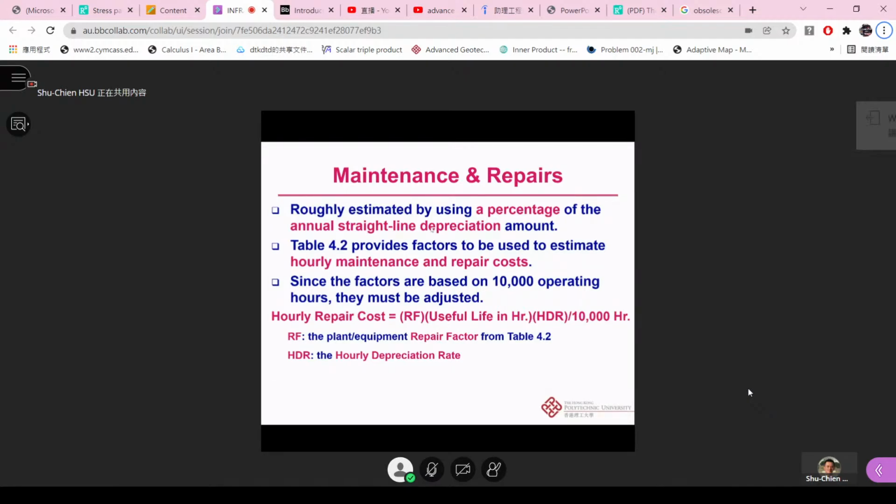Okay, and for the following table, we also provide a factor to be used to estimate the hourly maintenance and repair costs. Since the factors are based on 10,000 operating hours, they must be adjusted accordingly. The hourly repair cost is equal to the RF, which is the plant equipment repair factor, times the useful life in hours, times HDR, which is the hourly depreciation rate, divided by 10,000 hours.